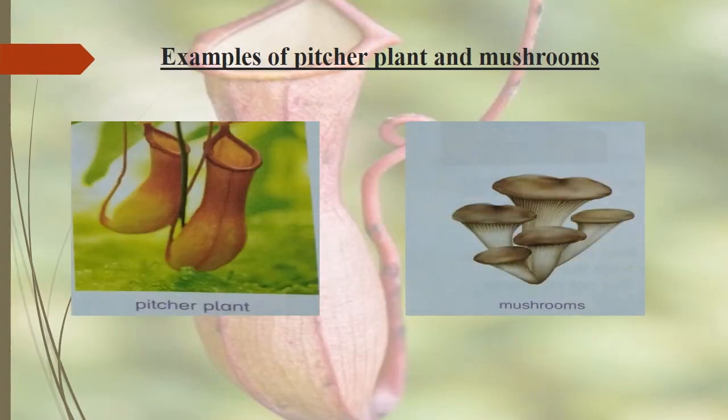Now, there are two more examples of plants which do not make their own food. The one is the pitcher plant. It comes under the category of carnivore and it catches different insects. And another one is mushroom, and the mushroom is a decomposer.